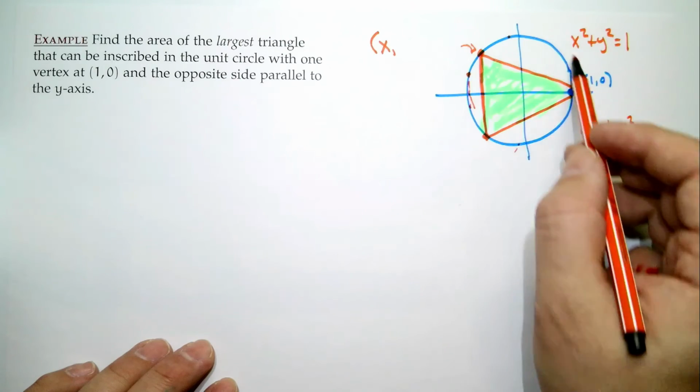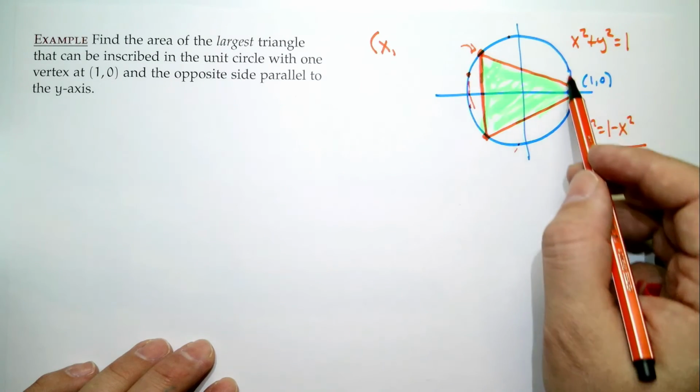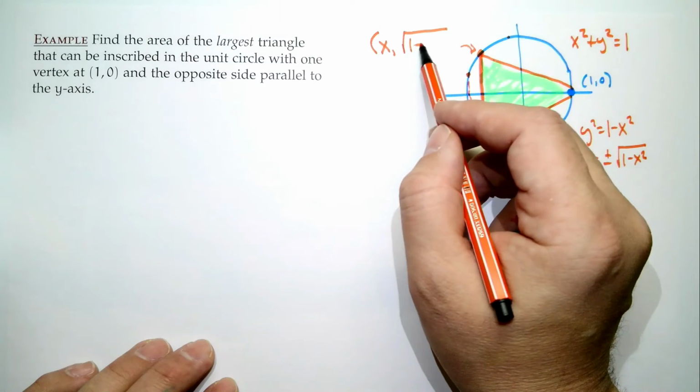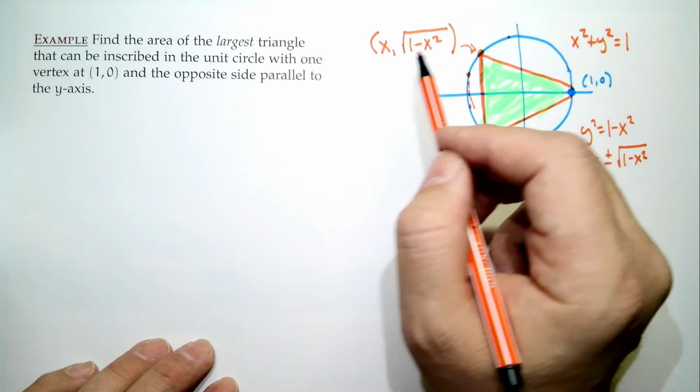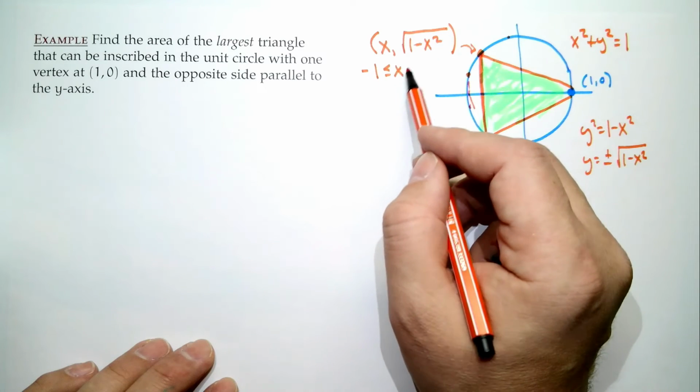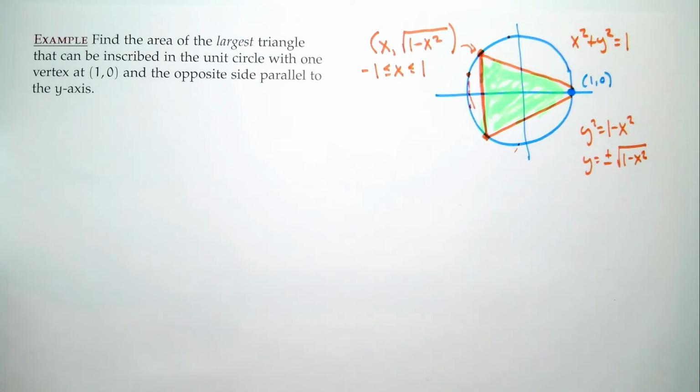I'll just worry about being on the top half, because I can think about this top point moving around. So I get the square root of 1 minus x squared. In particular, we can see that x is going to go from negative 1 up to positive 1. I can't go beyond that, because that's where my unit circle lies, and that's forced upon us because of the square root of 1 minus x squared.